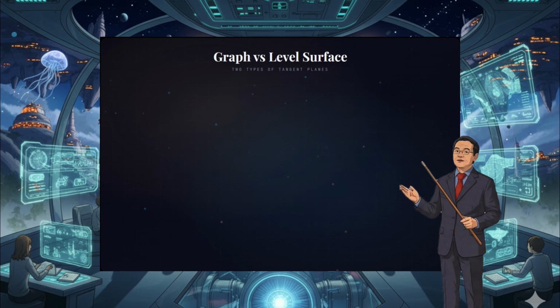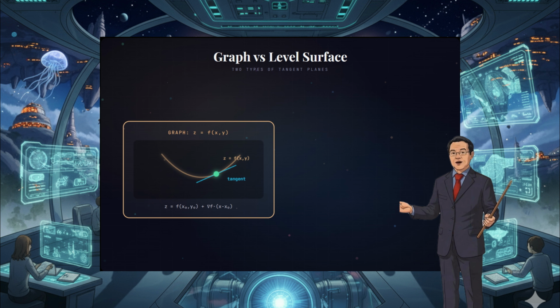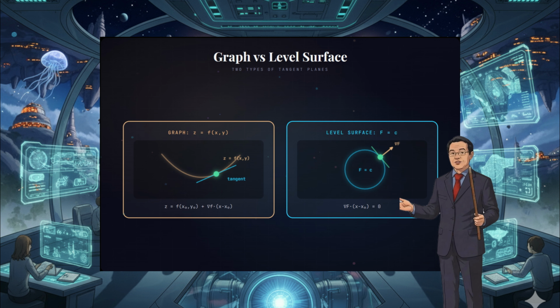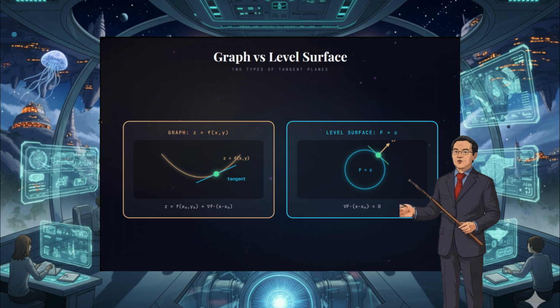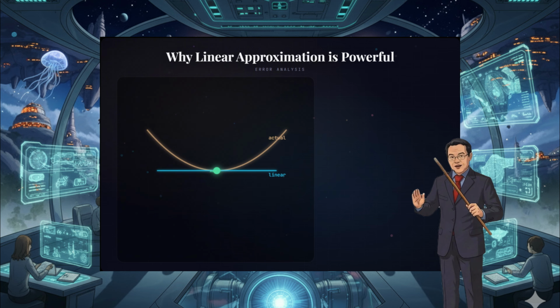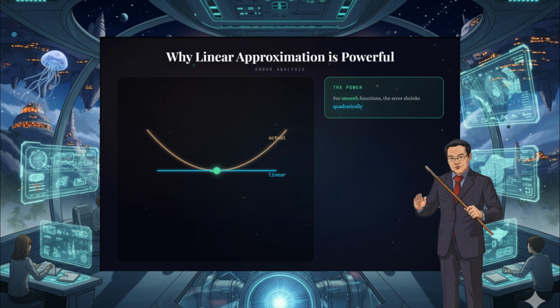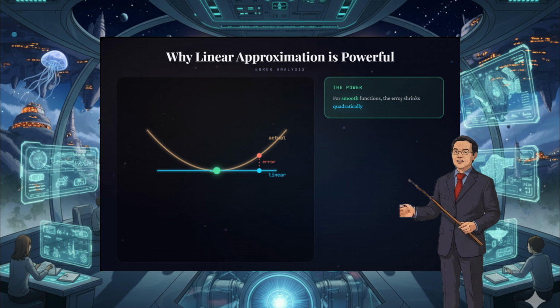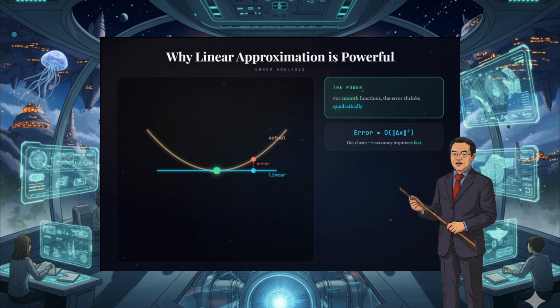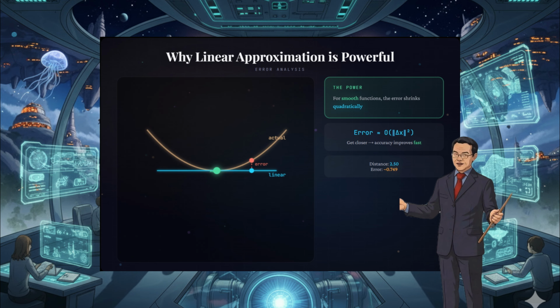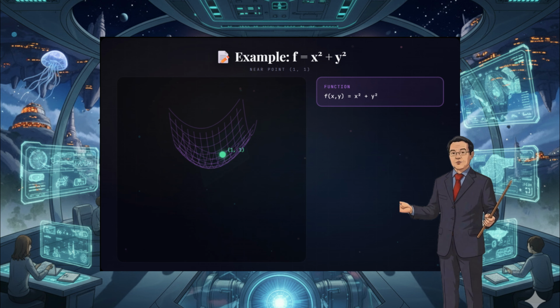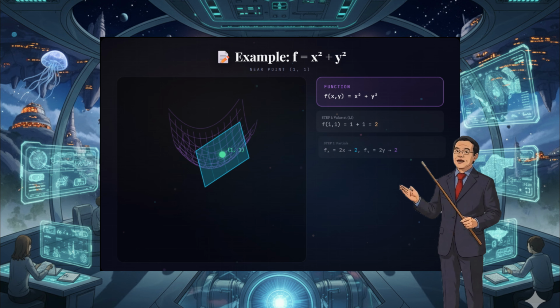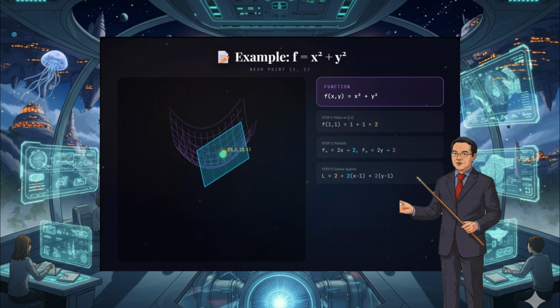Important clarification. This is the tangent plane to a graph, z equals f of x, y. For a level surface, big F equals a constant, the tangent plane uses the gradient normal form. Why is linear approximation powerful? If the function is smooth enough, the error shrinks roughly like distance squared. Get closer, and accuracy improves fast. We'll do a clean example on screen. X squared plus y squared near the point 1, 1. Then we'll estimate a nearby value to feel how accurate it is.